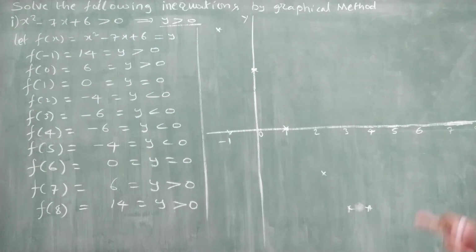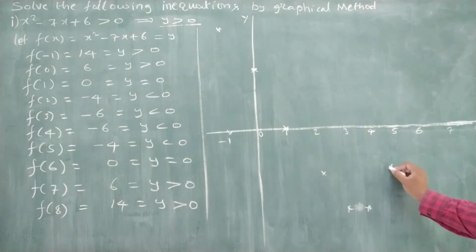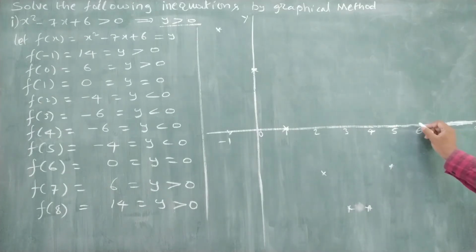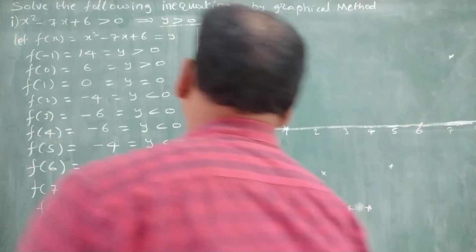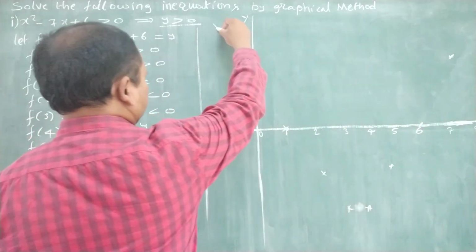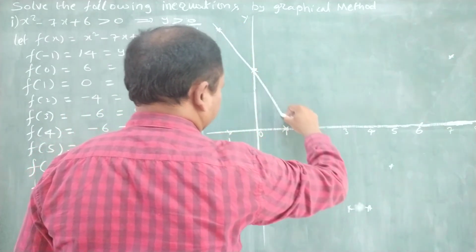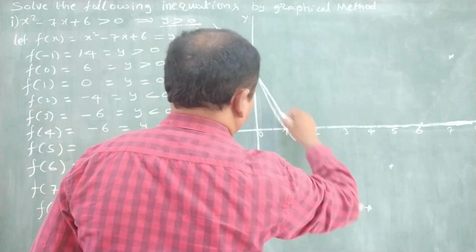And for x is equal to 5, it is minus 4. For x is equal to 6, it is 0. For x is equal to 7, it is 6. For x is equal to 8, it is 14. That's all. Now this is the graph of this one.